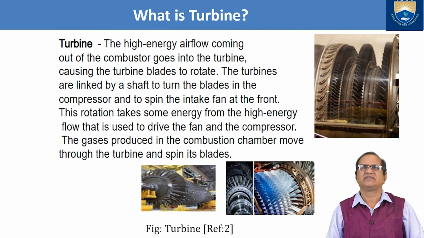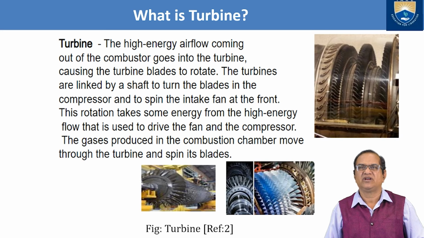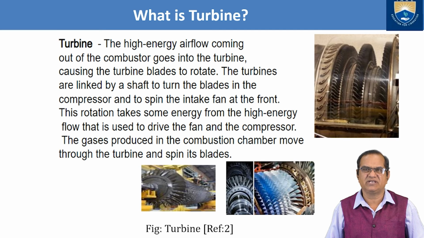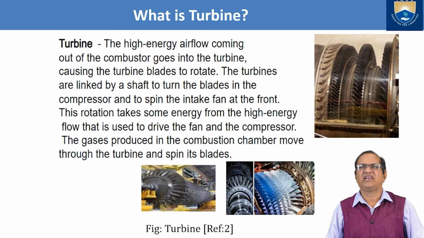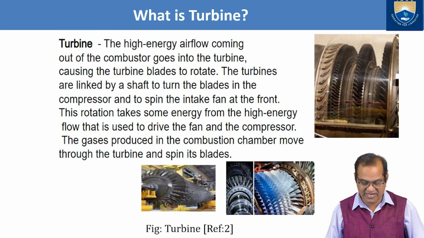Next is, what is the turbine? The high energy airflow coming out of the combustor goes into the turbine, causing the turbine blades to rotate. The turbines are linked by a shaft to turn the blades in the compressor and to spin the intake fan at the front. This rotation takes some energy from the high energy flow that is used to drive the fan and the compressor. The gases produced in the combustion chambers move through the turbine and spin its blades.